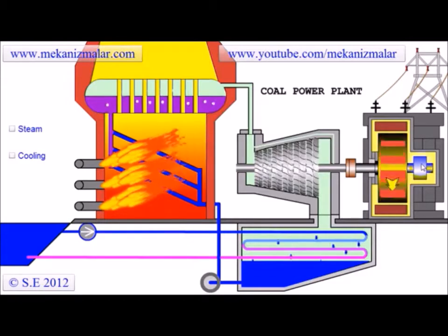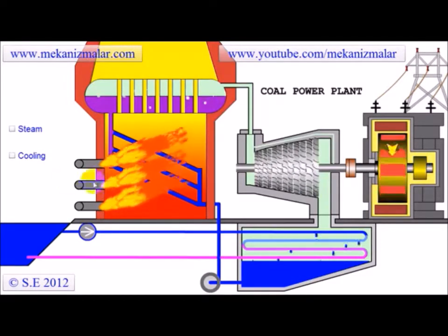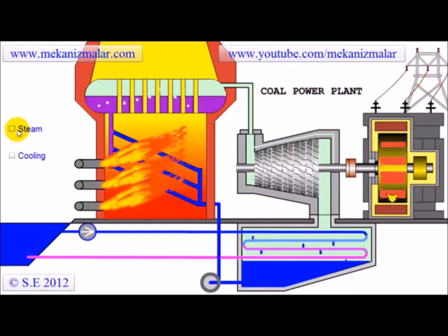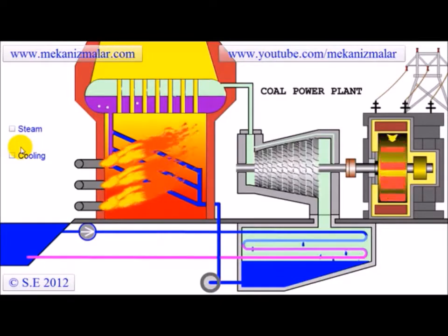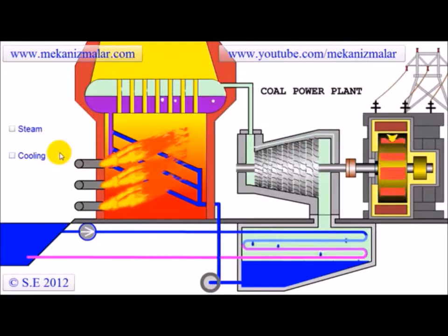There are two major water cycles in any power plant, whether it is a coal, nuclear, or a gas power plant. The first is the closed-loop power-producing water cycle, which we call the steam cycle. The second is the open-loop cooling water cycle.